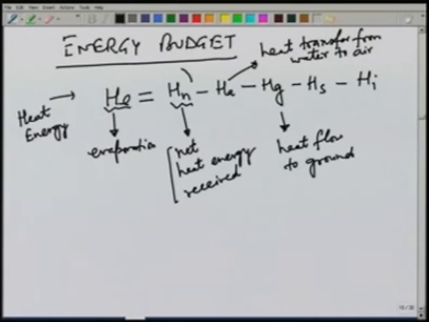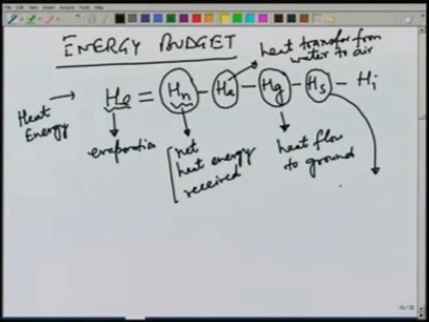So after total heat energy received by the body, part of it is transferred to air, part of it goes to ground. The two other losses or heat transfers, one is storage. So there is some heat out of the total net radiation. Some of the heat will be stored in the water body, and then there is some part which is advected through water.